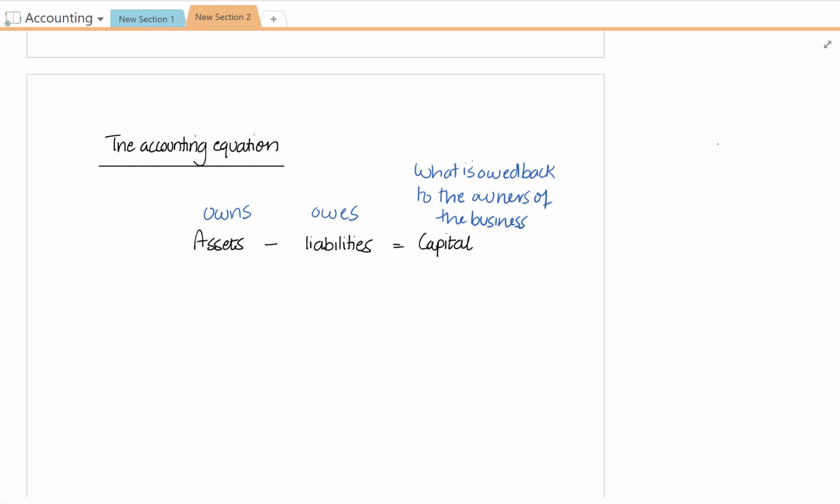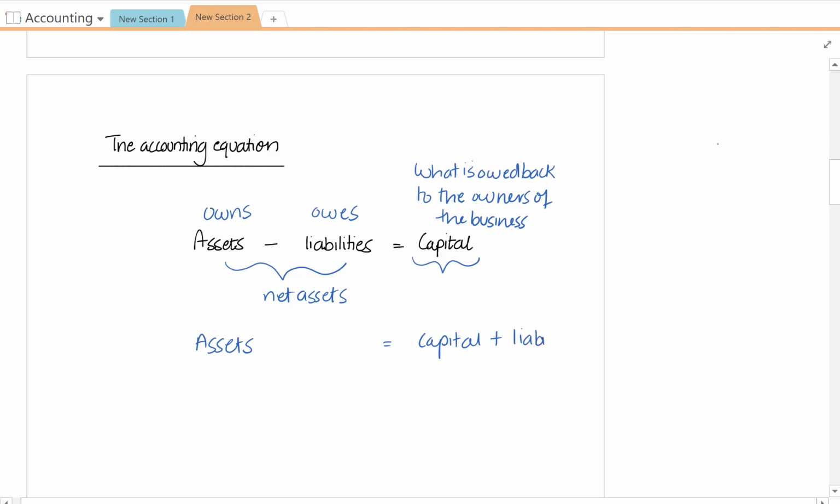Now, assets less liabilities is often also referred to as net assets. That kind of makes sense because when you deduct everything that you owe to other third parties from the assets that you own, what you have left is a net amount of what you actually own. Okay, well, you can rearrange this formula so that it reads assets equals capital plus liabilities. So this simply is a rearrangement of the above.